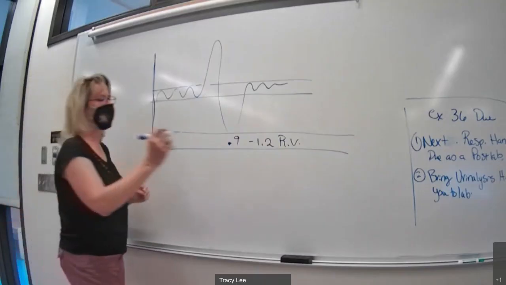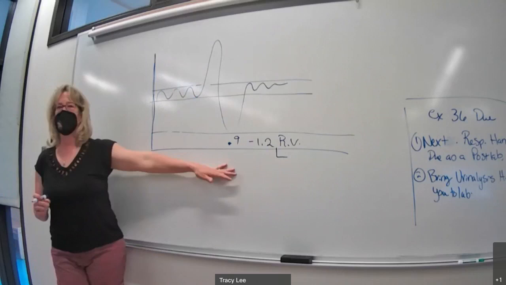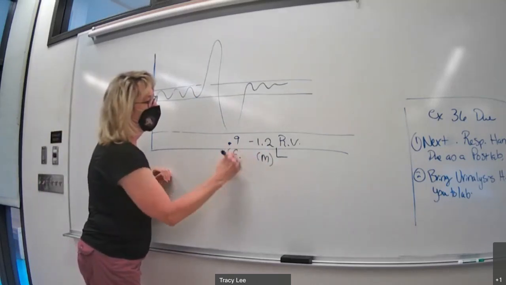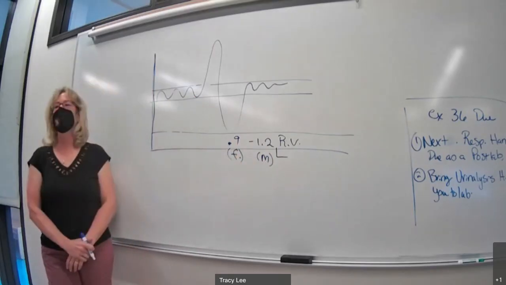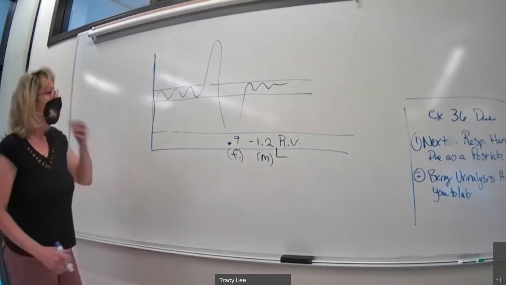Was it liters or milliliters? Liters, that's what I thought. Okay, so this is the amount of air, and this is for females, and this is for males on your residual volume. That's how much air you keep in your lungs that you cannot forcibly expire.